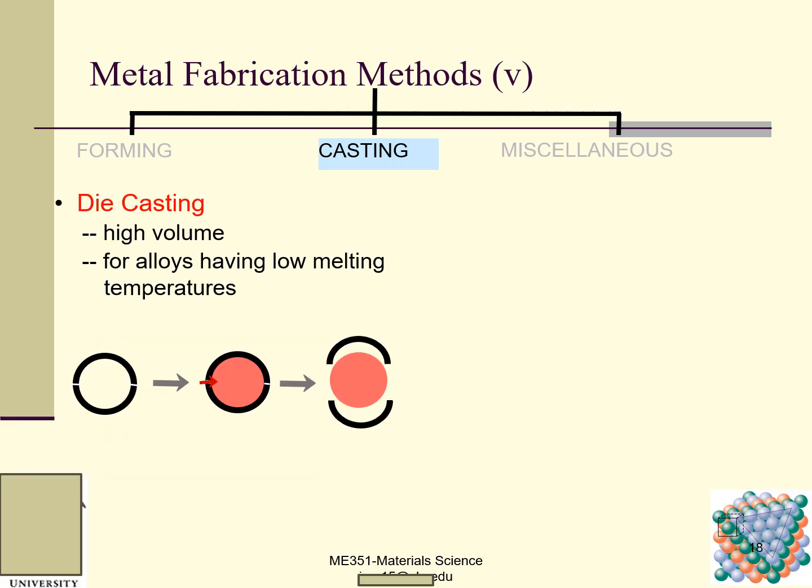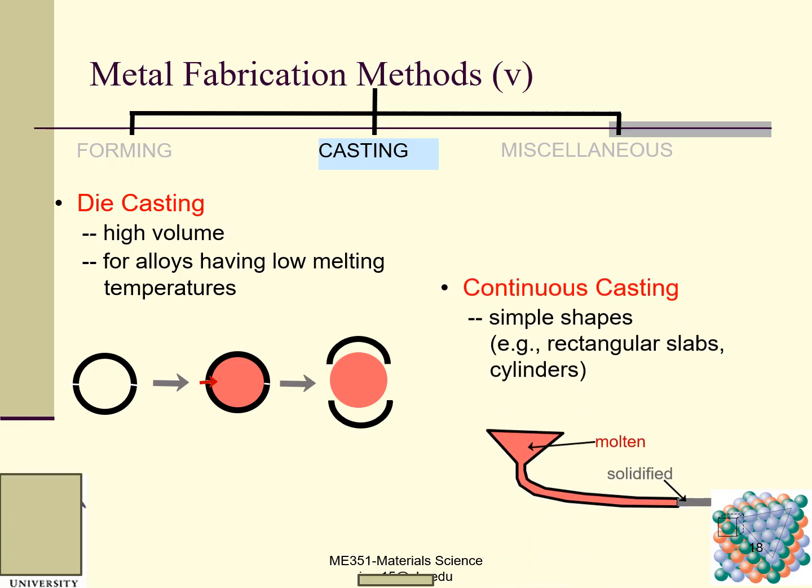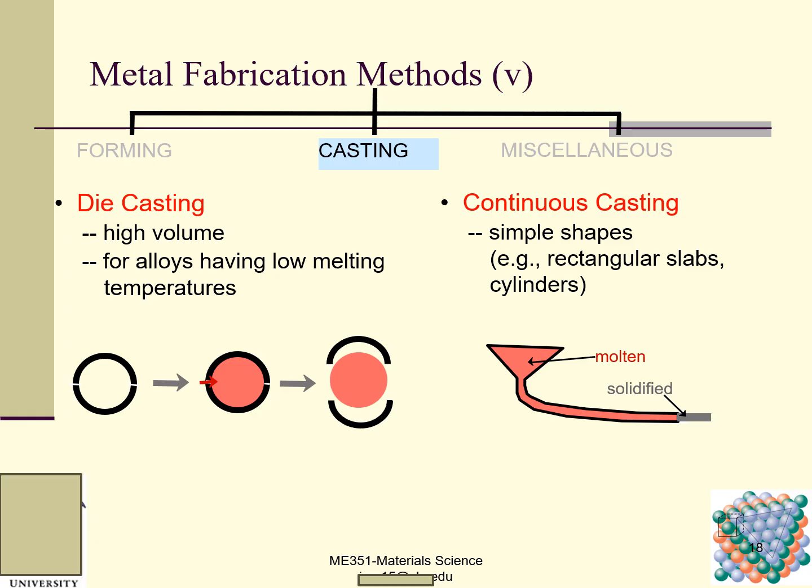Then die casting: high volume, for alloys having low melting temperature. So this is the first one. Then there is continuous casting here. As you can see, with a simple shape, the molten metal goes down, solidifies, and continues, and so we get rectangular slabs or cylinders.